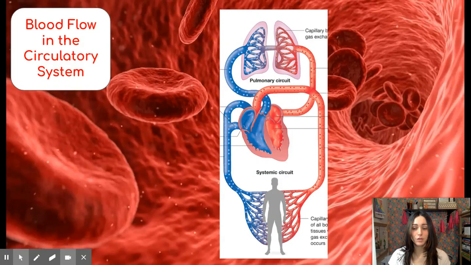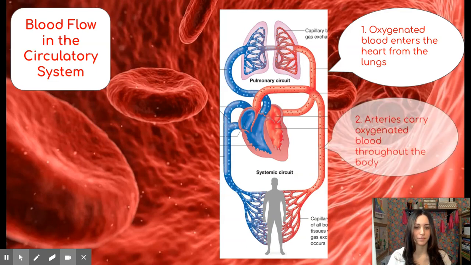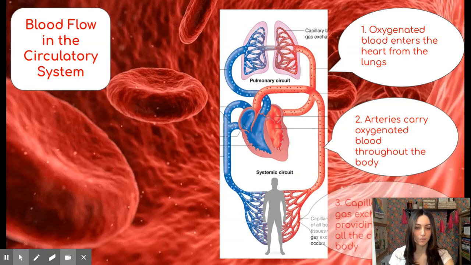So the flow of blood through the circulatory system is a circuit or a circle, meaning it is a constant closed path that continues over and over again. In order to look at how blood flows through our circulatory system, we're going to start at the lungs. First, blood is oxygenated in the lungs, meaning it picks up oxygen. This oxygenated blood enters the heart from the lungs where it picked up that oxygen. Next, the arteries, remember A for away, carry that oxygenated blood throughout the body, meaning to every single cell of the body.